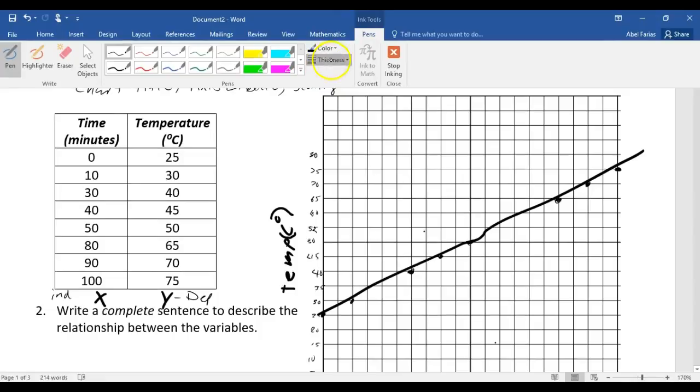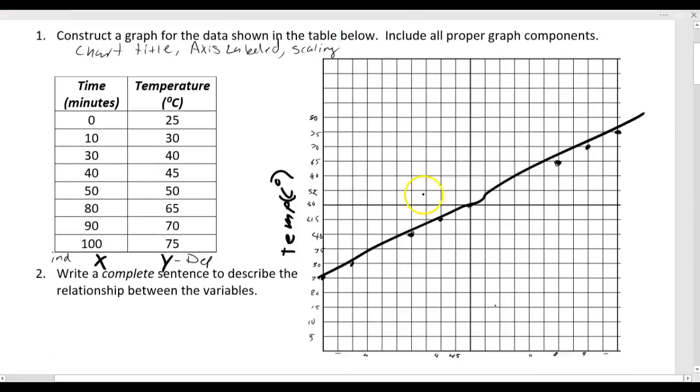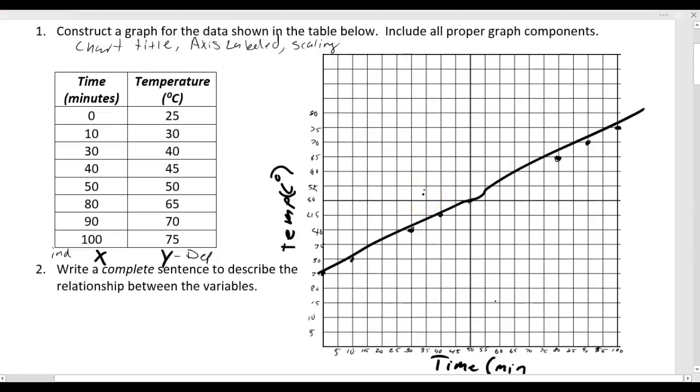We labeled our axes correctly, and we scaled them as well. Our chart title is always the dependent variable versus the independent variable. So temperature versus time is the chart title we were looking for. Okay, cool. Let's go ahead and start answering the questions that they ask us.